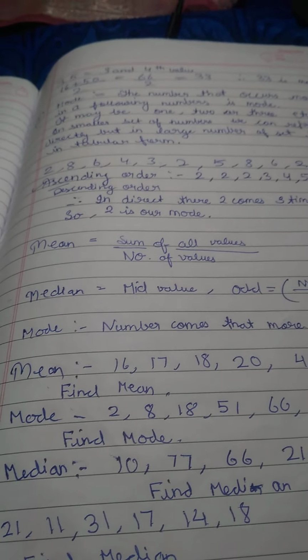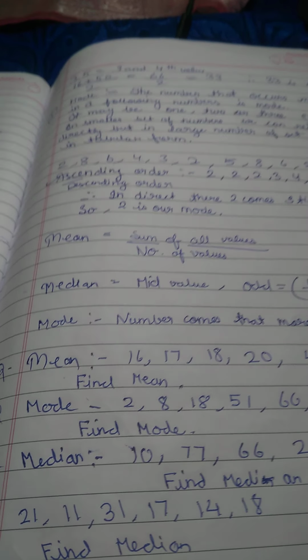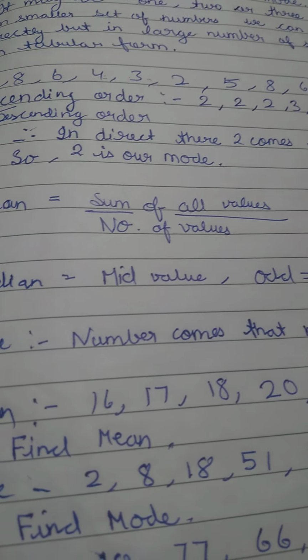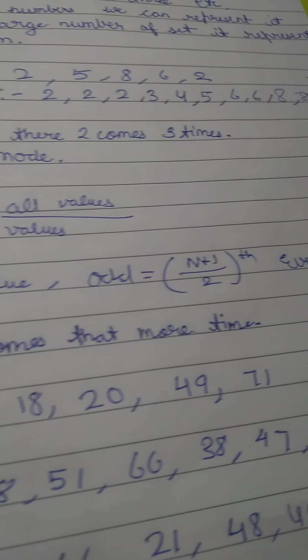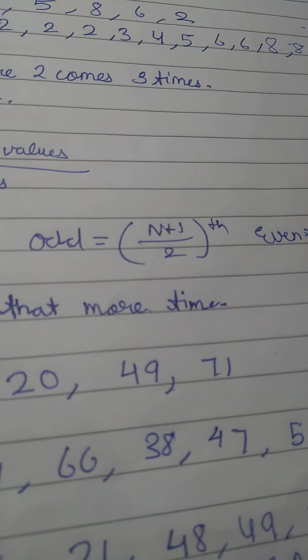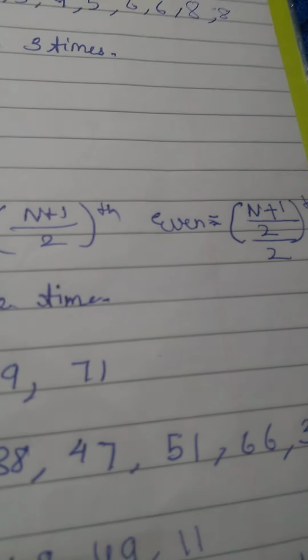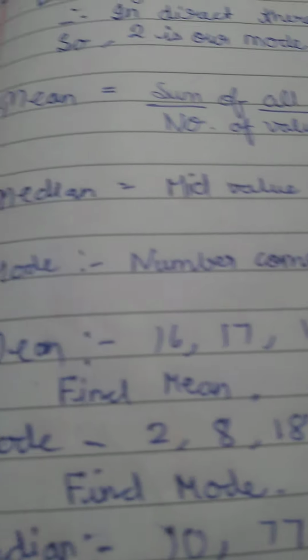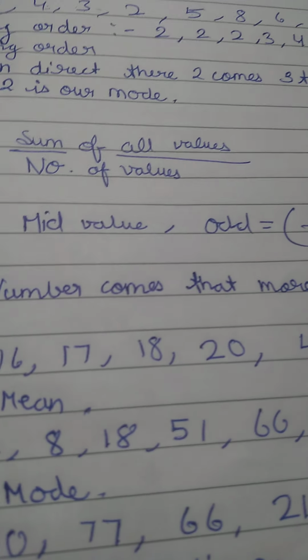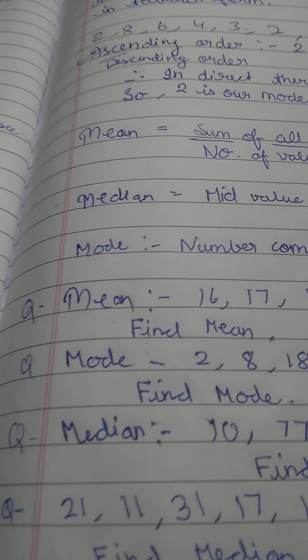Now a quick revision. Mean equals the sum of all values divided by the number of values. Median equals the middle value. The process for odd is the value at (n plus 1) divided by 2, and for even it is the average of the values at n divided by 2 and n divided by 2 plus 1. Mode equals the number that comes the most times.